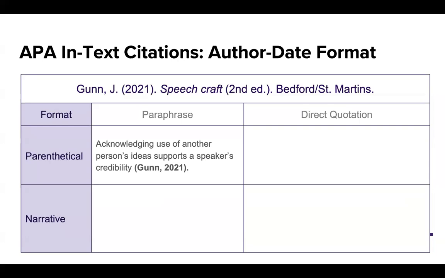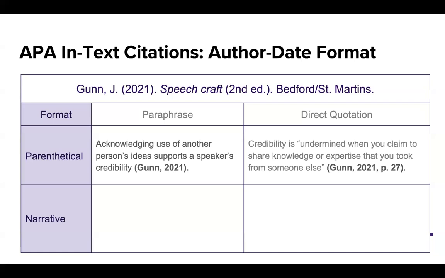First, we mentioned that in APA, in-text citations can go in parentheses after the sentence in the text that contains the borrowed idea. Here, I've taken an idea from Gunn's textbook, but I rewrote it in my own words. Acknowledging use of another person's ideas supports a speaker's credibility. At the end of that sentence, I put Gunn, 2021 in parentheses. And that's it. That's how my reader now knows to look for the reference by Gunn in my references list.